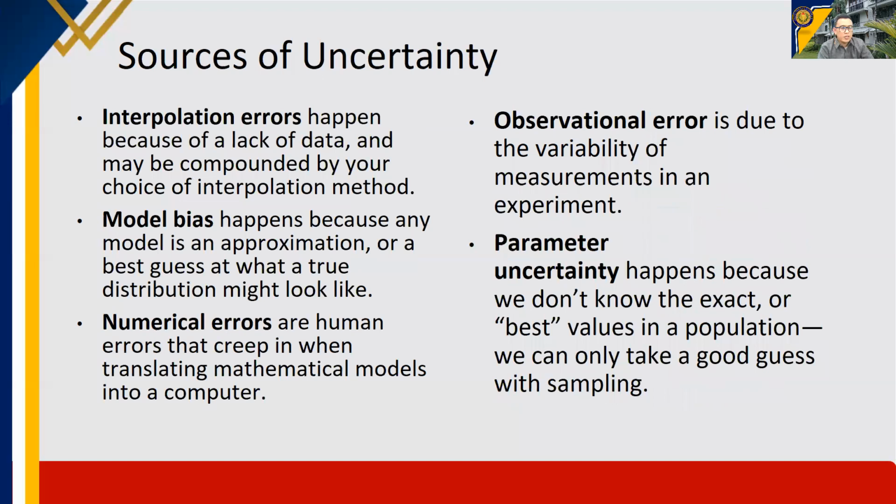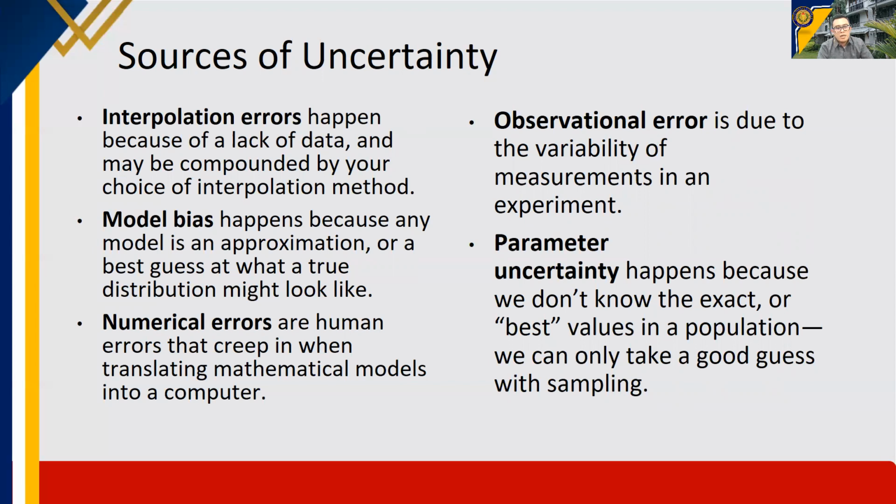Next is the sources of uncertainty. So what are those? We have interpolation errors, which happen because of a lack of data and may be compounded by your choice of interpolation method. Also model bias, which happens because any model is an approximation or a best guess at what a true distribution might look like. Also numerical errors, which are human errors that creep in when translating mathematical models into a computer. Another one is observational error, which is due to the variability of measures in an experiment.